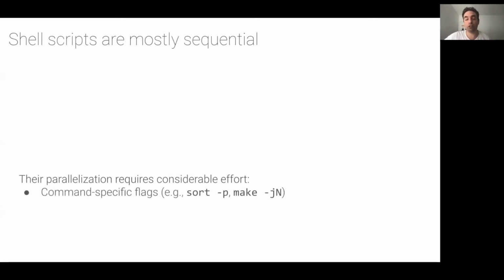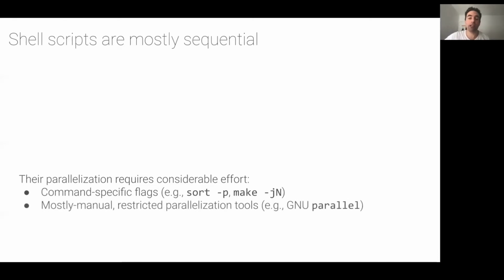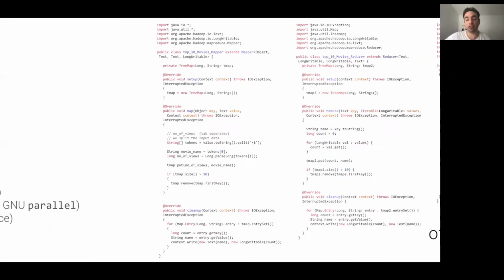One option would be to use command-specific flags made available by the developers of individual commands. Another option would be to use restricted parallelization tools, but we would need to take care of the correctness of the resulting parallel script. And finally, we could rewrite everything in a parallel framework, particularly tailored for this class of computation, such as MapReduce. But of course, this would no longer be the shell.